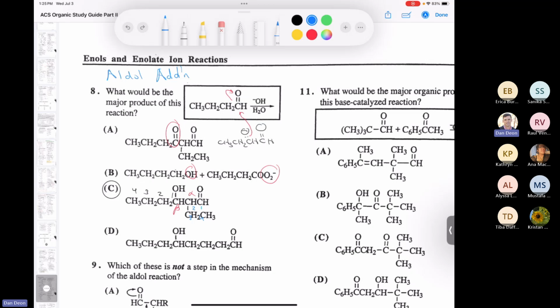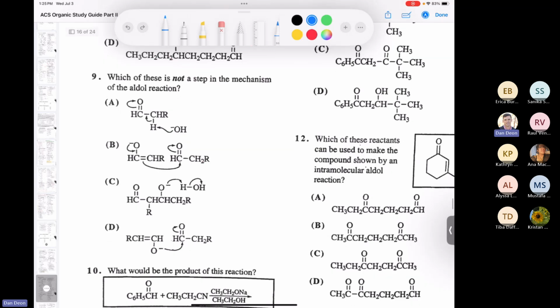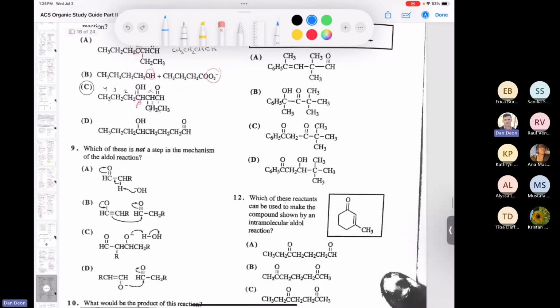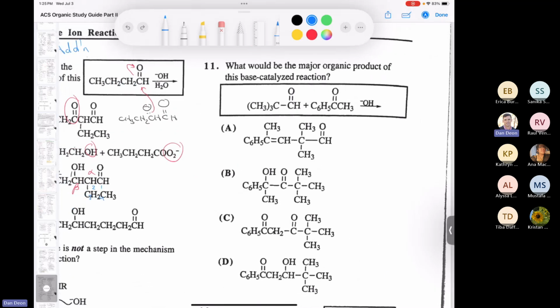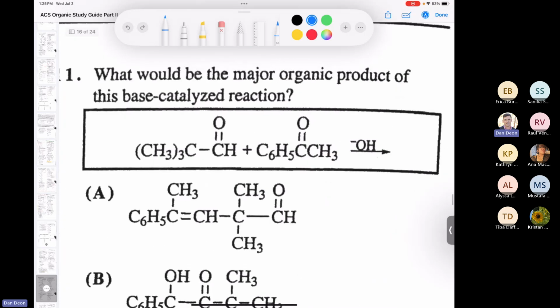After that one, we have question number 11. Well, I didn't circle it, but question number 11. It's this one here. It says, what would be the major organic product of the base catalyzed reaction? If we look at these two compounds, we have this aldehyde and this ketone. There's only one enolizable proton in both of them. You can't deprotonate the aldehyde proton. There's no proton here to deprotonate.